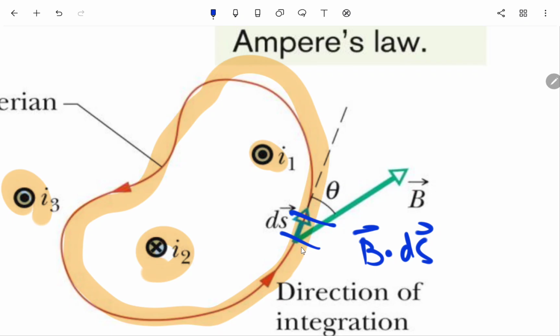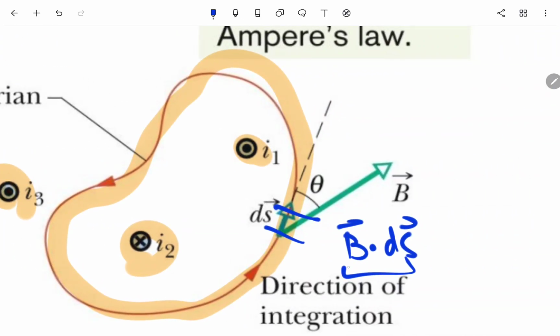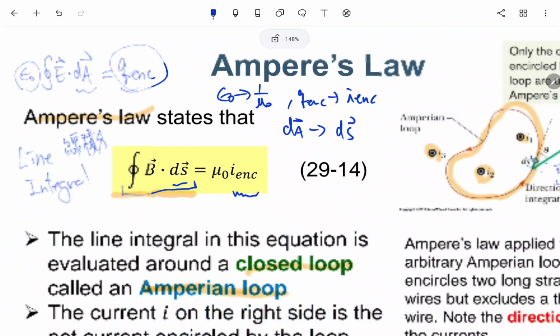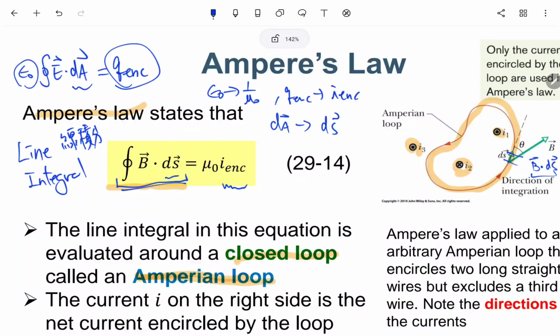Okay, so in such a way we try to cut the loop into many segments and then compute B dot ds for every segment. This dot product becomes a scalar, and then we add all these scalars together. So finally, if we add all these B dot ds together, it becomes this line integral.